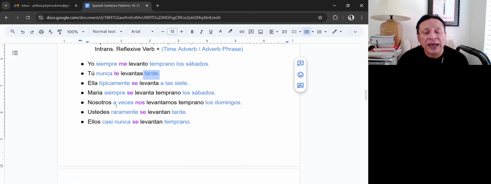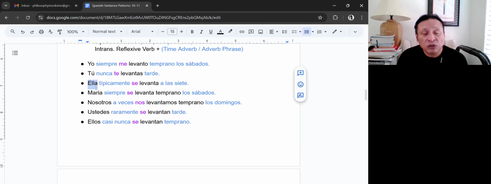Okay, next one. Ella típicamente, typically. The mente is the sign of the adverb in Spanish. So típicamente, typically. She typically gets up at 7 o'clock. There it is. And the se refers to ella because it's a reflexive pronoun.